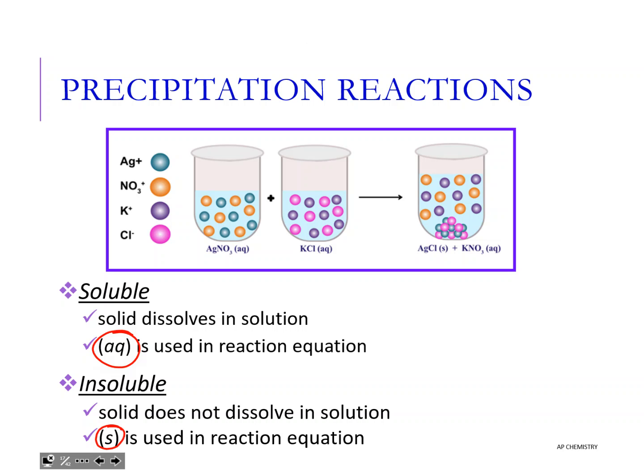So the picture is pretty much the same concept as the animation. It has the silver nitrate, which is soluble because it has AQ next to it. The potassium chloride, which is AQ. You take those two, you combine them. The potassium nitrate stays soluble, but the silver chloride precipitates out and it forms a white powder at the bottom, as seen in the animation.